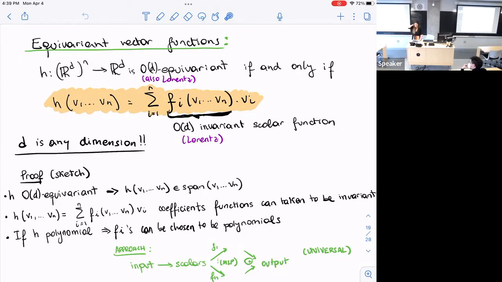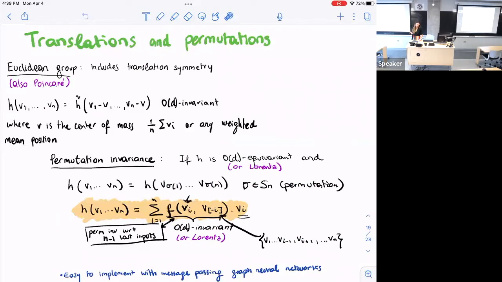That's a simple parametrization of the space of invariant functions that does not require you to go to irreducible representations or do anything crazy. That's the idea. And you can also extend this to translations in a simple way.